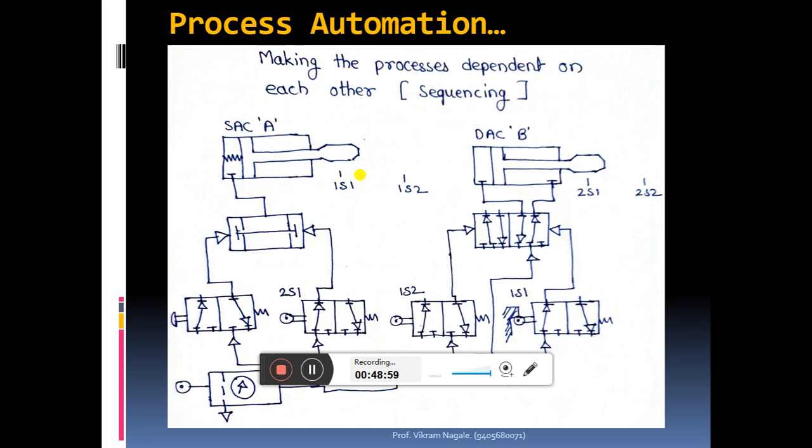Now this is about controlling these two cylinders and making the processes dependent on each other. Here we are dealing with the single acting cylinder A and double acting cylinder B. In the next session we will discuss how to control both double acting cylinders, how to tackle the required condition, how to satisfy that condition, and how to get different processes. A number of processes will be there.